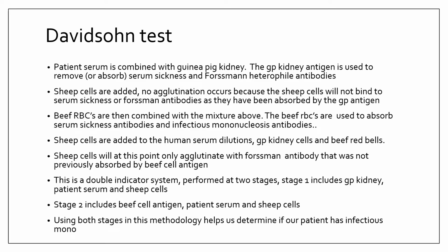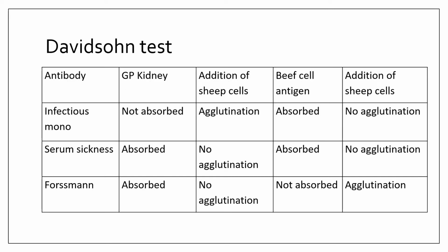This is a double indicator system, meaning that there are 2 stages. Stage 1 includes guinea pig kidney, patient serum, and sheep cells, and stage 2 includes beef cell antigen, patient serum, and sheep cells. Using both stages in this test helps us determine if our patient has the infectious mononucleosis heterophile antibody. So let me show you on a chart kind of what's happening with this system. If you take a look at this chart very carefully, you can see that guinea pig kidney absorbs serum sickness and Forssman antibody. Beef cell absorbs infectious mononucleosis and serum sickness antibody. This combination determines the kind of heterophile antibody a patient has.